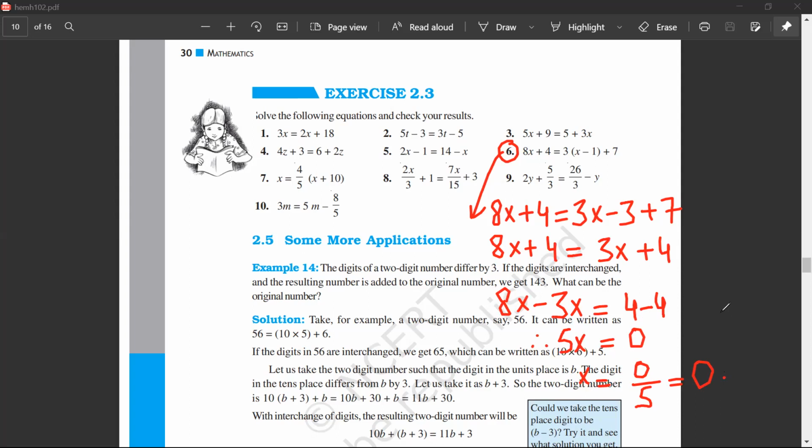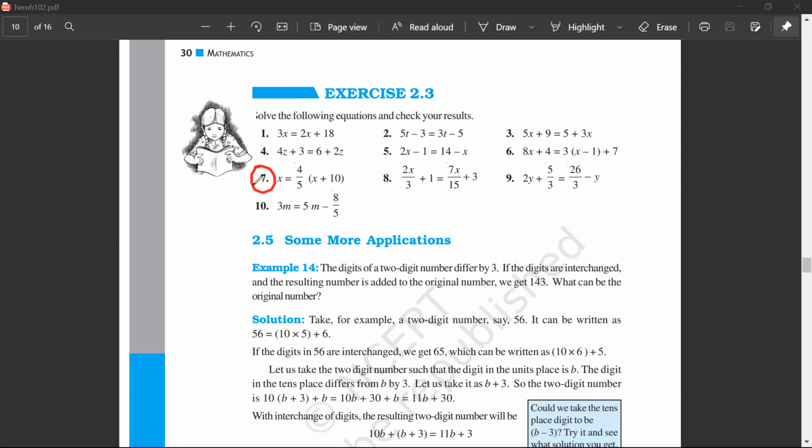Yes, sir. See, in this question, you will first open this bracket. So 3x minus 1 would be equal to 3x minus 3. Now, I will solve this 7 and minus 3. This is equal to 4. And then I bring my 3x on the left hand side and this 4 to the right hand side. So 5x is equal to 0. Therefore, x has to be 0. Satya, any doubt? No, sir.